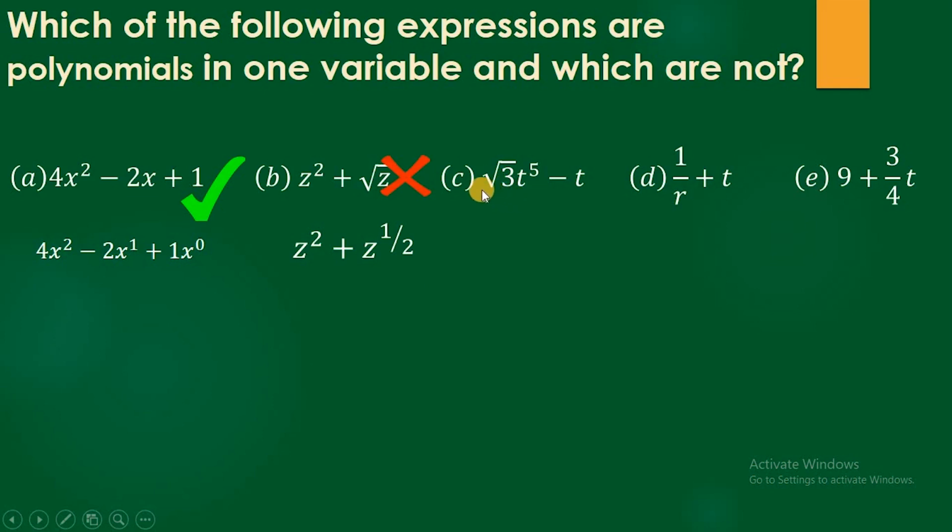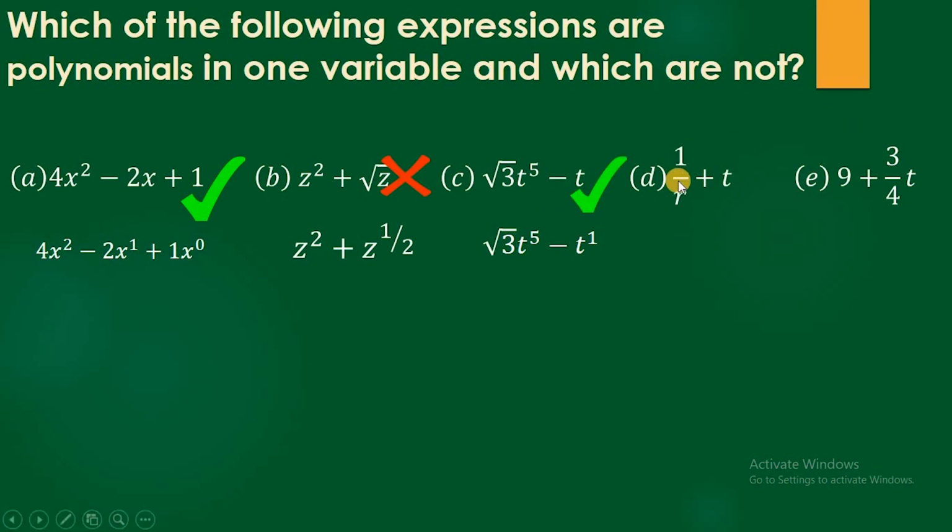Okay, now move on to the third one, that is square root of 3 t raised to the power 5 minus t raised to the power 1. Now here we'll check the power of the variable. t raised to the power 5 is a whole number and t raised to the power 1 is again a whole number. So the definition of polynomial is satisfied, and again here we have only one variable, that is t. Therefore it is a polynomial in one variable.